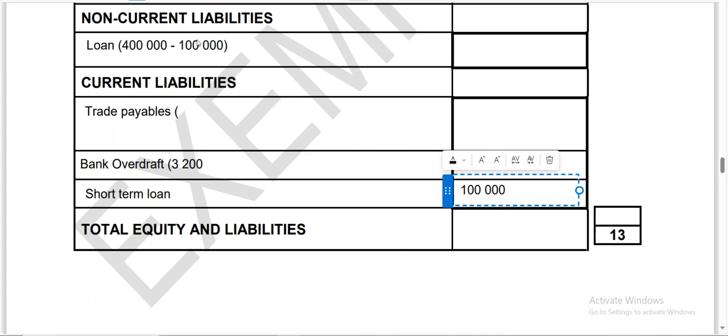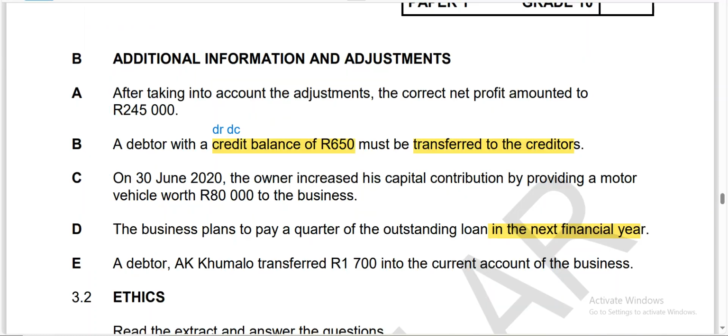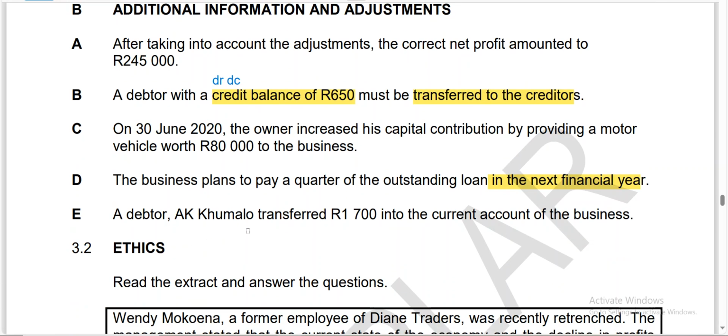So that's why we are removing it within the next 12 months. That's why we're removing it from the long-term loan to short-term loan. Okay. And then the next transaction says that Mr. AK Kumalo transferred 1,700 into the current account of the business. Remember, some of these things were not recorded. This one you saw it was recorded, so it means that we don't need to record it again.